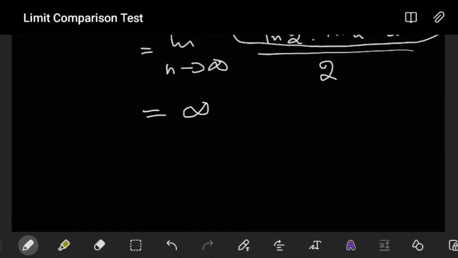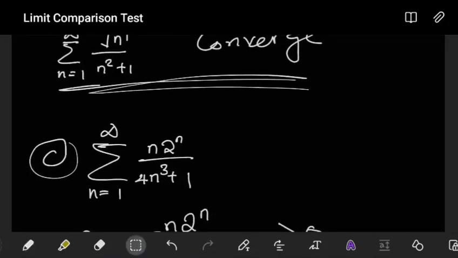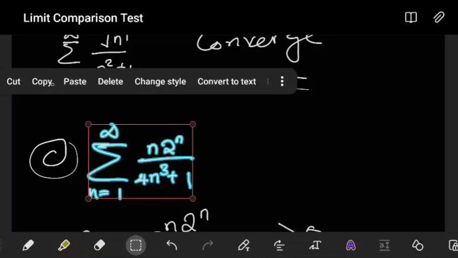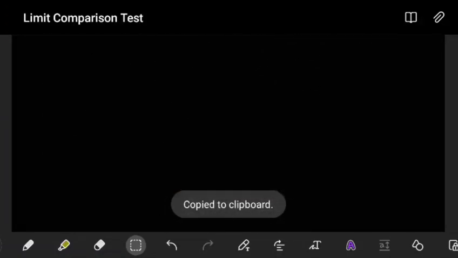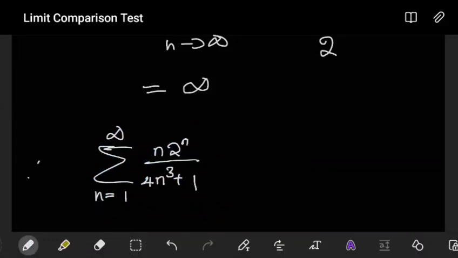So our conclusion for this part ends up being, therefore, by limit comparison, An diverges.